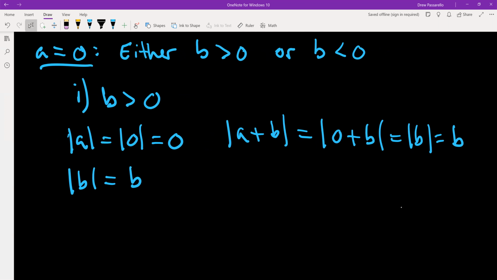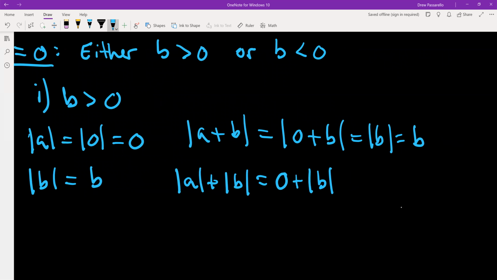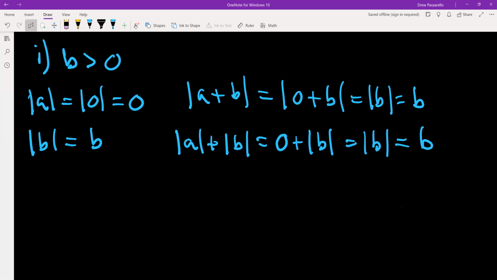And so when we do the absolute value of a plus the absolute value of b, a is 0, the absolute value of 0 is 0, so that's 0 plus the absolute value of b. And that's equal to the absolute value of b, which is equal to b. So they both equal b. So then now we've shown the absolute value of a plus b equals the absolute value of a plus the absolute value of b.